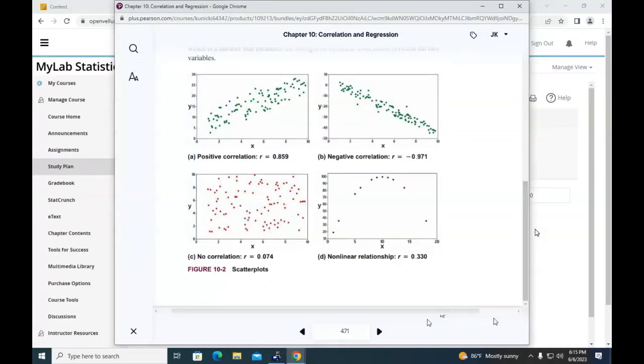Now the question is, how well does a straight line fit that? Pretty well. How well does a straight line fit that one? Well. See, how well is a straight line? This is a cloud, because there's no straight line that fits this.